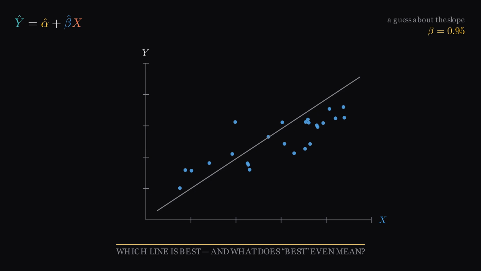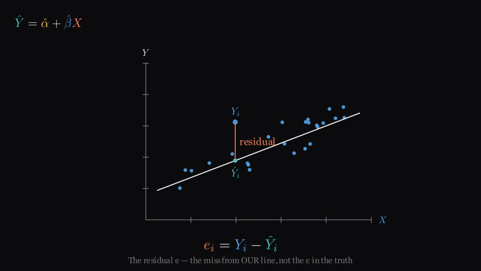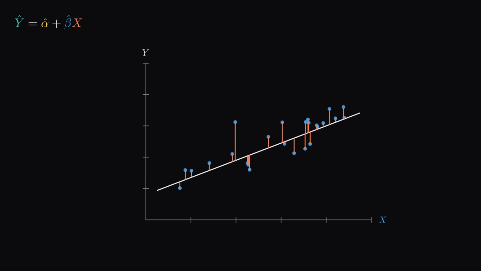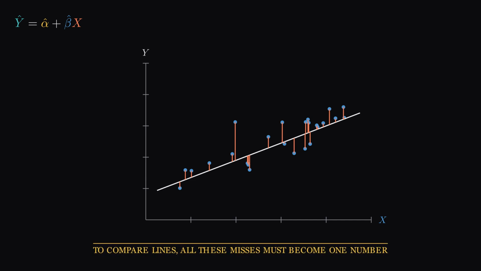To answer that, we need to find out how wrong a line is. Pick any line and look at a single point. The gap between the point and the line is the error that line makes on that one observation. We call it the residual. Do that for every point, and we get a whole set of residuals. Now we have something to work with. Because if we can turn all those little misses into a single number, we can finally compare different lines head to head. The best line will be the one with the lowest score.